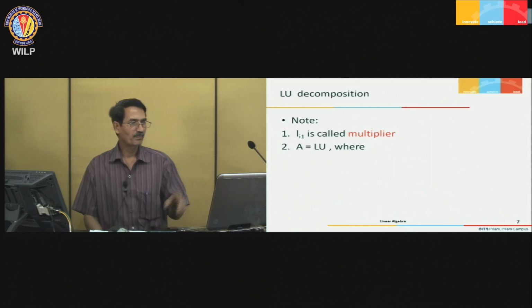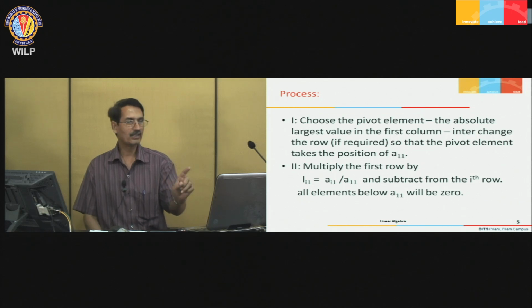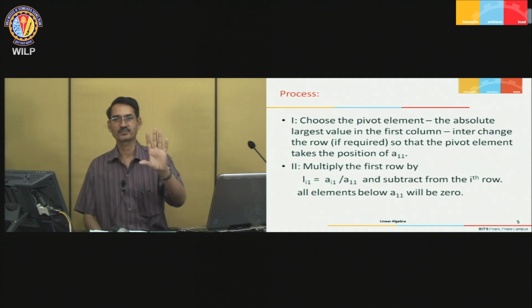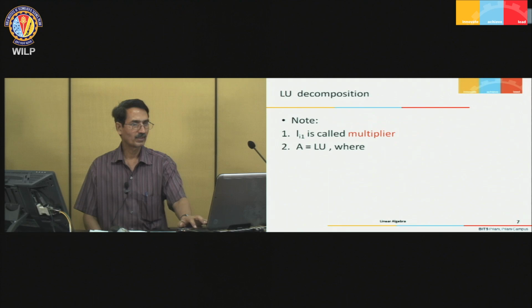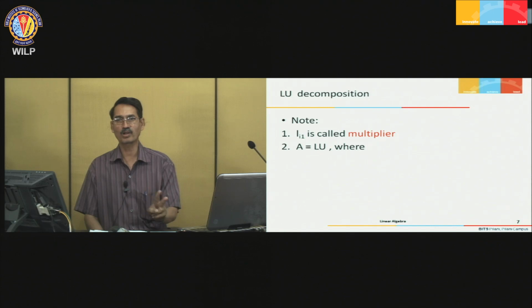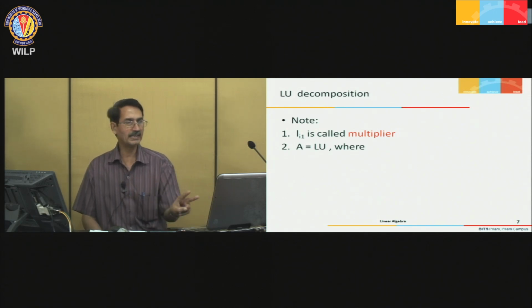Look here, what is this Li1 that we are multiplying by, the quantity Ai1 by A11, that is L21, L31, Ln1 and so on. These are called multipliers, used to create 0 below the pivot element. And then you can see that the original matrix A can be written as the product of L into U. What is L? I shall explain.